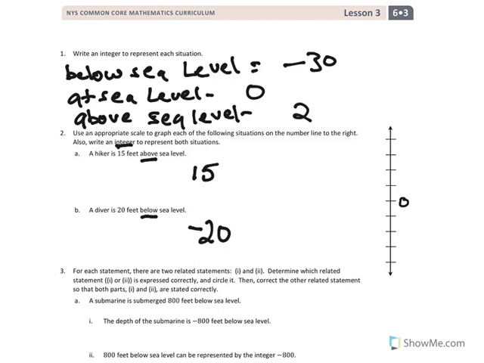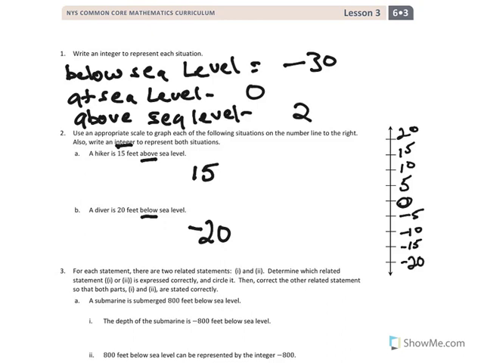So if we're going in increments of 5, this would be 5. Where's our 0? This one would be 5, 10, 15, and 20. Likewise, below that would be negative 5, negative 10, negative 15, and negative 20. Okay, so now I can plot these right on here. That's what it's called when you're putting the line, plotting it.